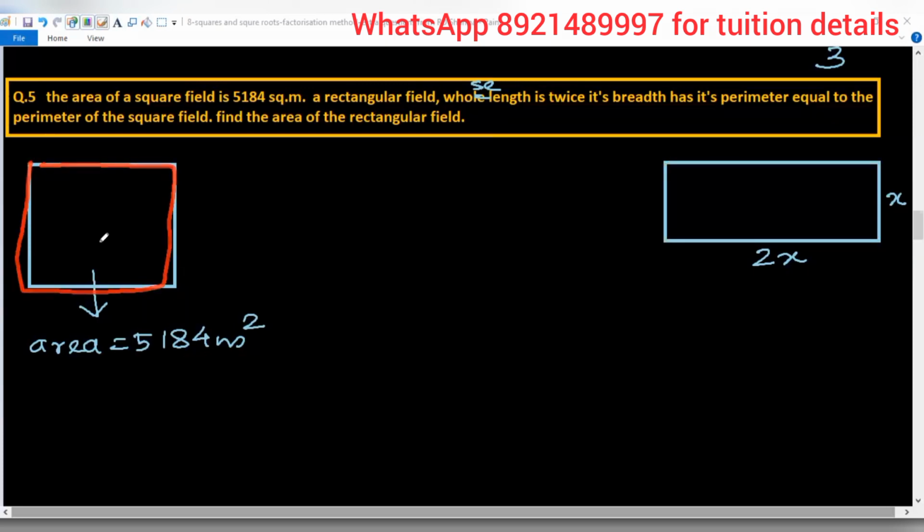Okay, about the square field, the perimeter is not given, only the area is given. Perimeter means the boundary length. In order to get the perimeter, we should know the side measure, right? Length or one side measure of that square first. So if the measure of one side is m, the other will also be m because it is a square.